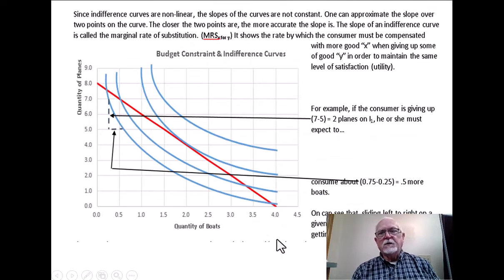And so let me leave this slide up just for a little bit so you can see what I'm talking about, and then add another concept, and that's called the marginal rate of substitution of X for Y. We're just looking at, okay, if I'm going to decrease the number of planes that I'm going to buy, what will compensate me in terms of the number of boats that I would be willing and able to purchase to have the same level of total utility? And so I give you examples here of how you calculate that marginal rate of substitution of X for Y.